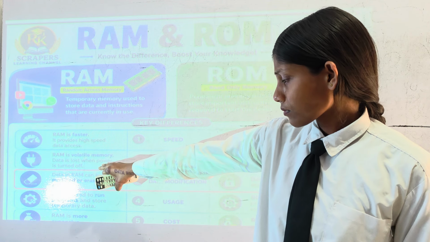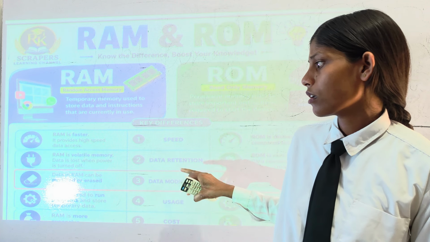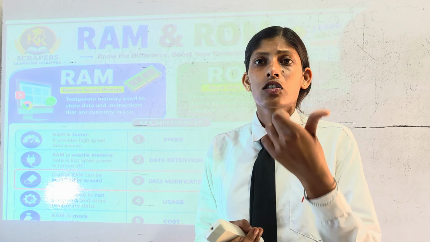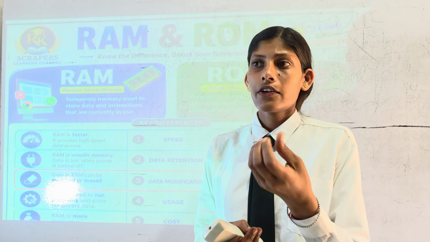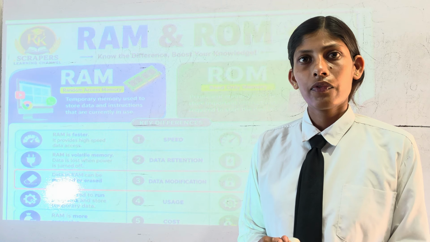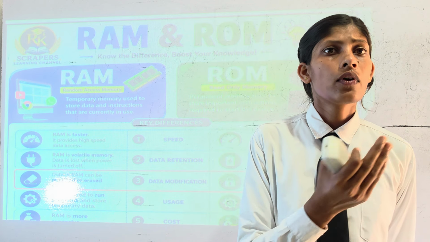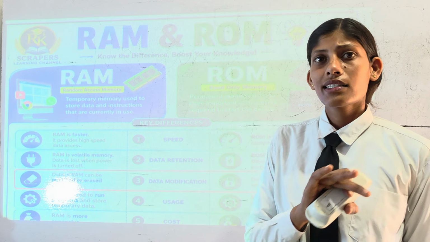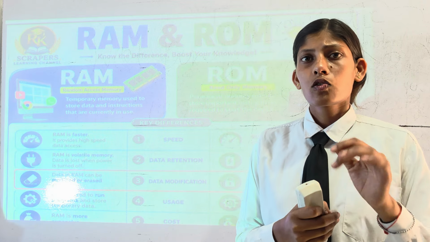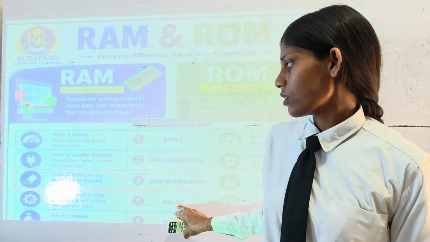The third thing is data modification. As we all know, in RAM we can change the data and everything. If there is any file and we want to change it, we can change it. But in ROM, if you want to change anything, you will not be able to, because it is non-volatile, and if there is any kind of problem, the data will not be removed from the ROM.